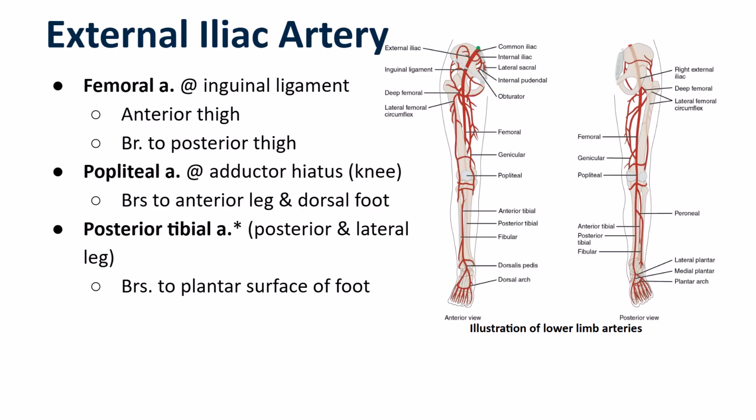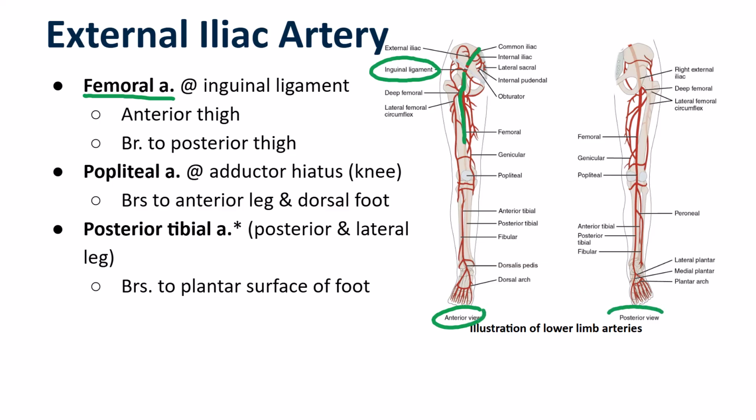The external iliac artery continues on down towards the pelvis, and it will travel underneath the inguinal ligament. On the other side of the inguinal ligament, this vessel is then known as the femoral artery. The femoral artery is going to serve the anterior thigh, so the anterior compartment of the thigh. There will be a branch of the femoral, the deep femoral, that serves the posterior thigh, as it descends down through the thigh, and this is an anterior view here.